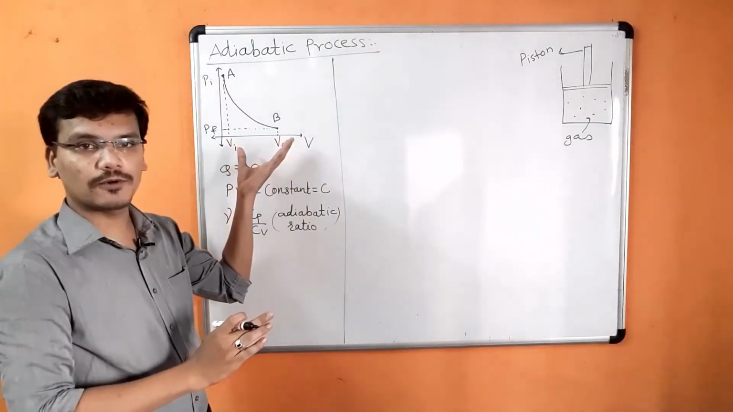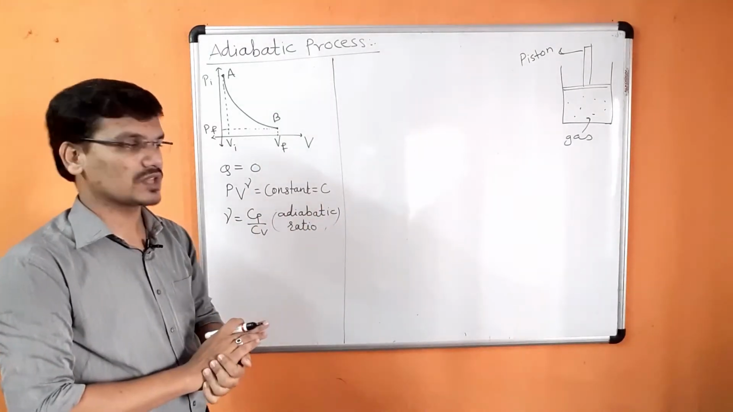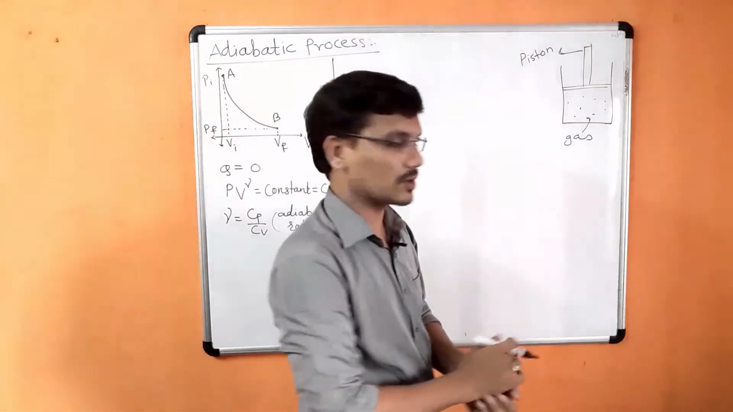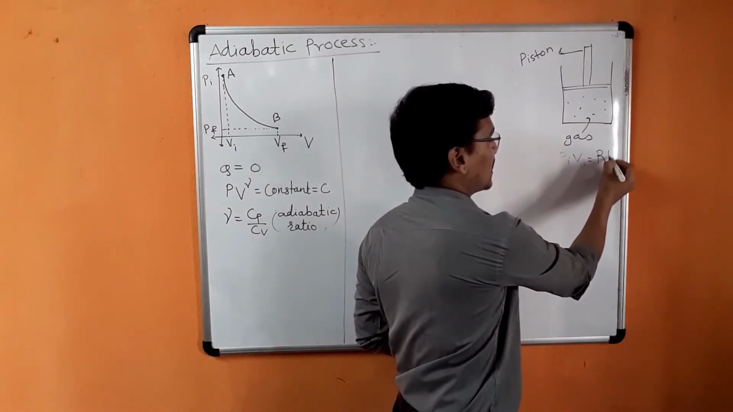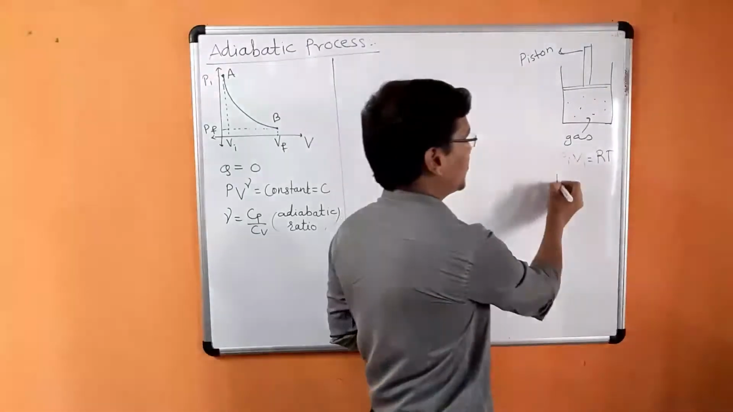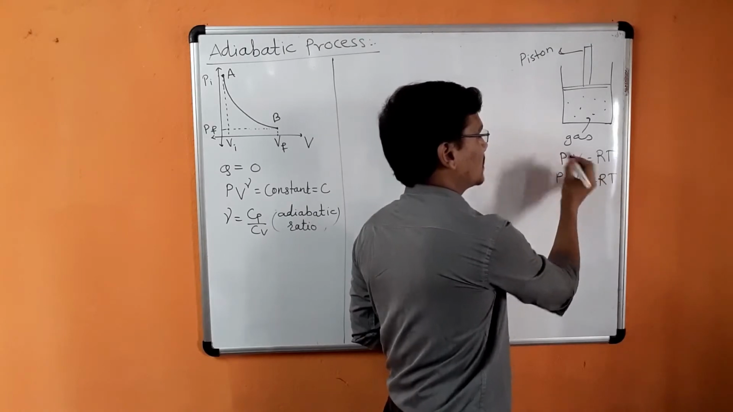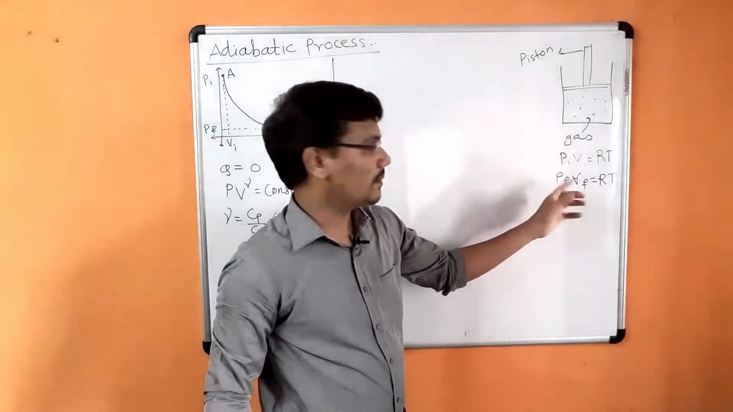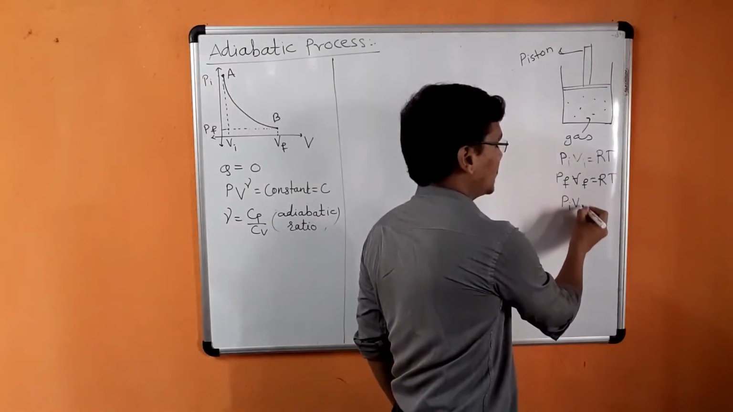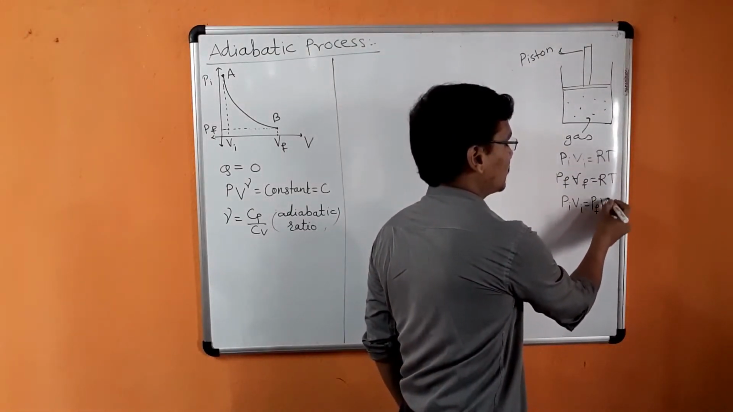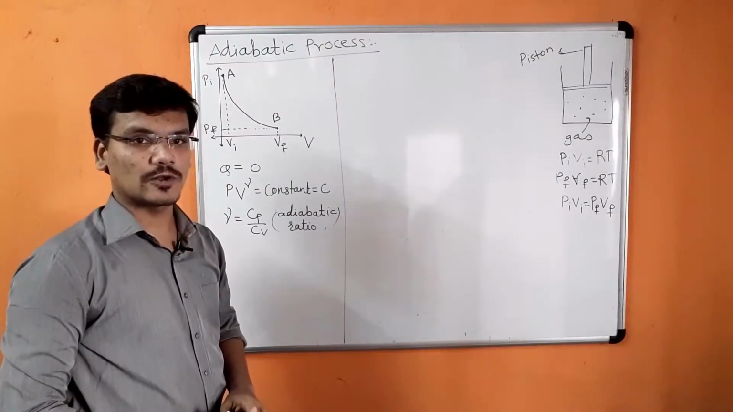This is the PV diagram for adiabatic process. Now, for the isothermal process, temperature is constant. That means Pi Vi is equal to RT and Pf Vf is equal to RT. This is initial state, final state. What equation did we get for this? Since the RHS is the same, Pi Vi is equal to Pf Vf. We got this equation because temperature is constant.